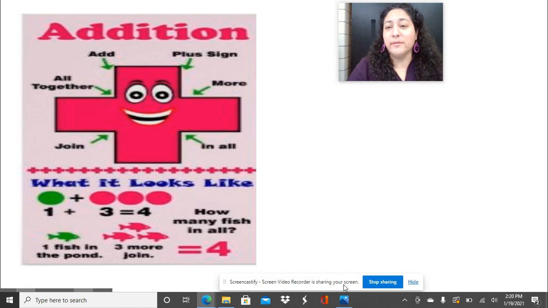This week, we're going to be learning about something new, so I need you to pay very close attention because all of this is new information. We're going to be learning about addition. What does addition mean, and how do we do it?